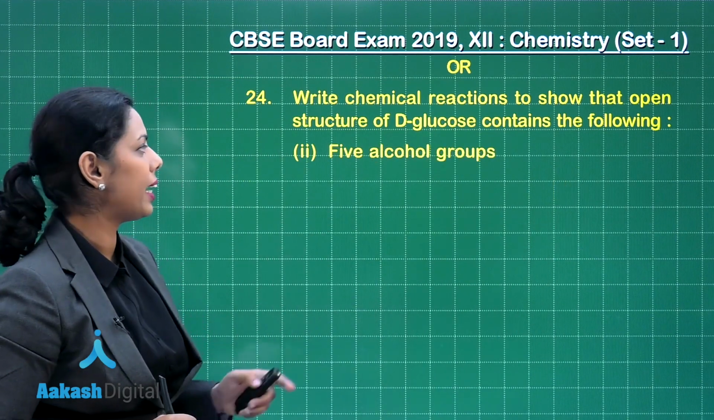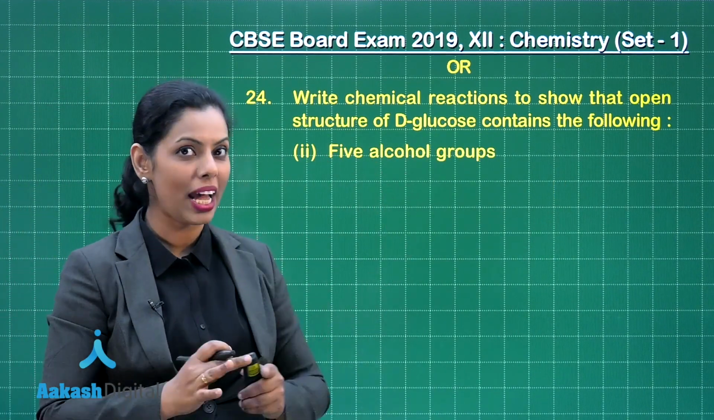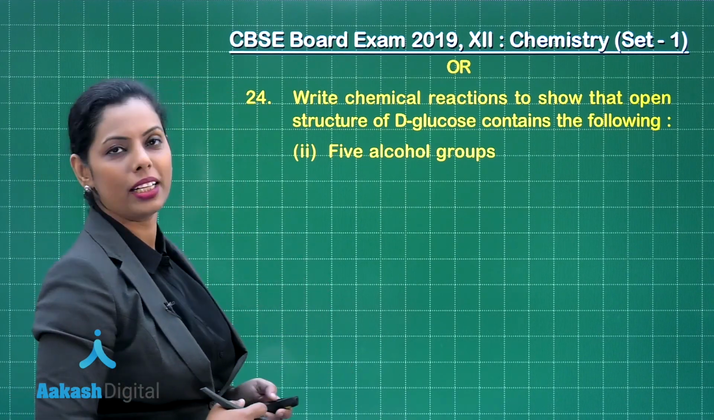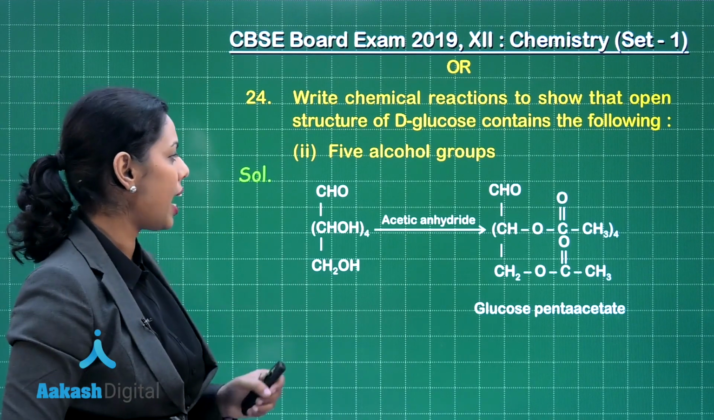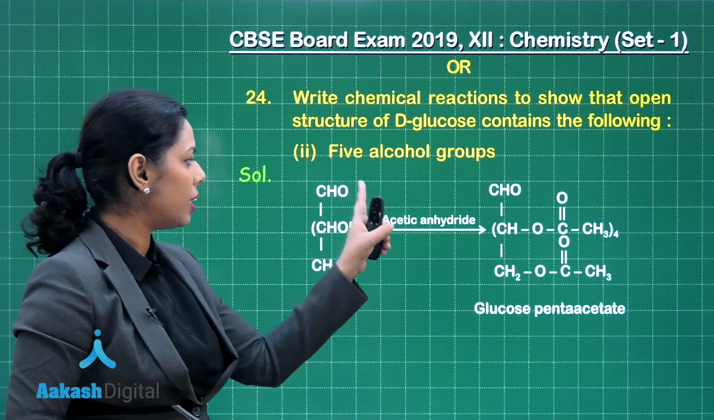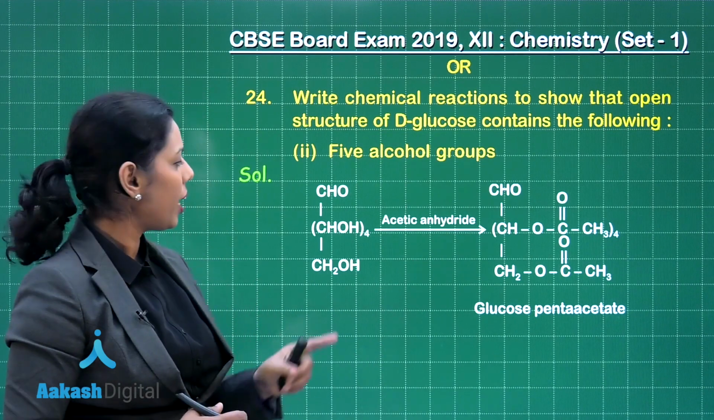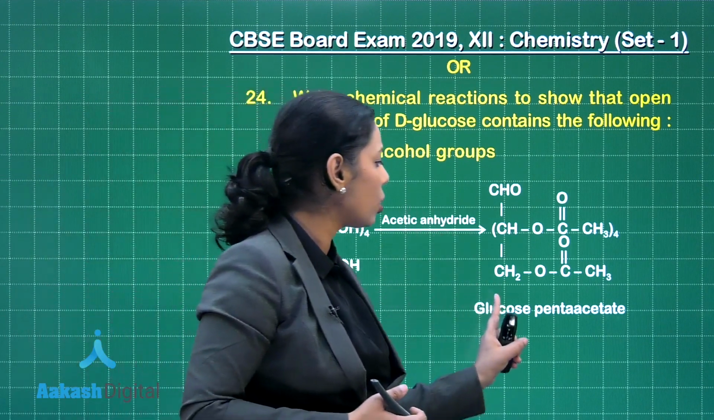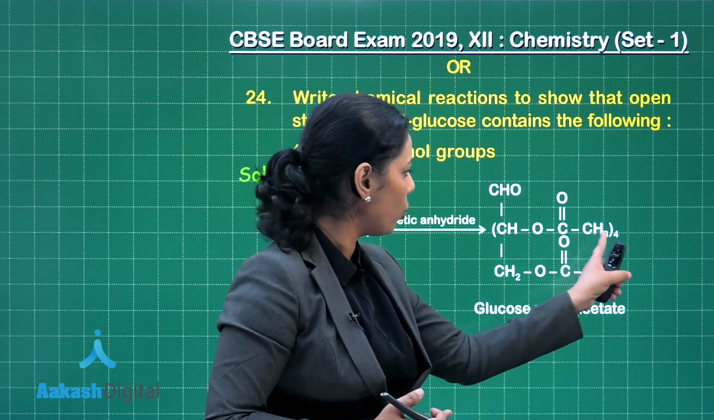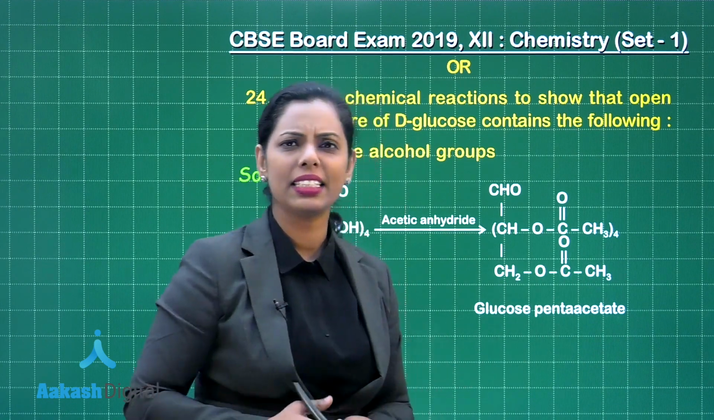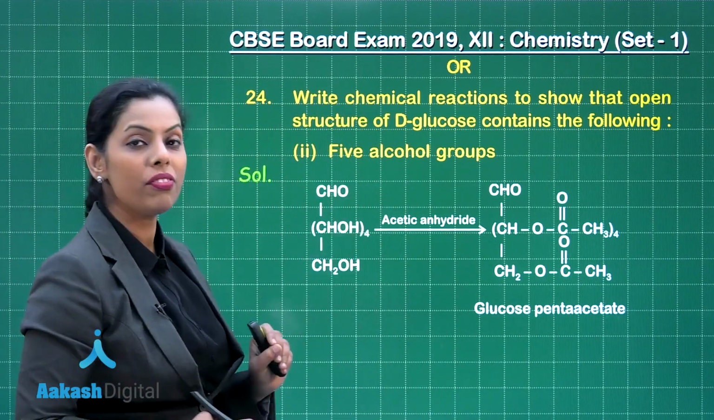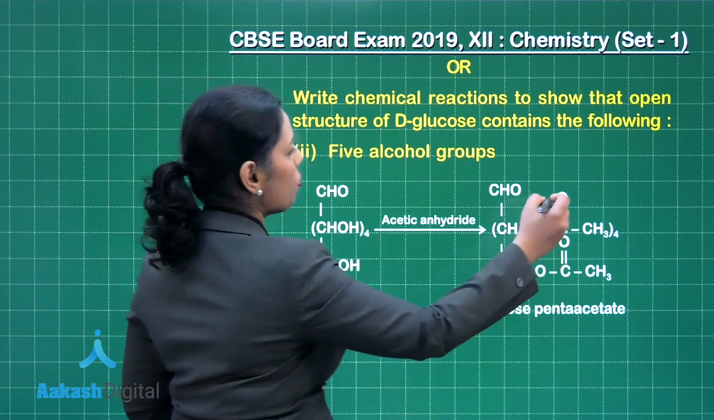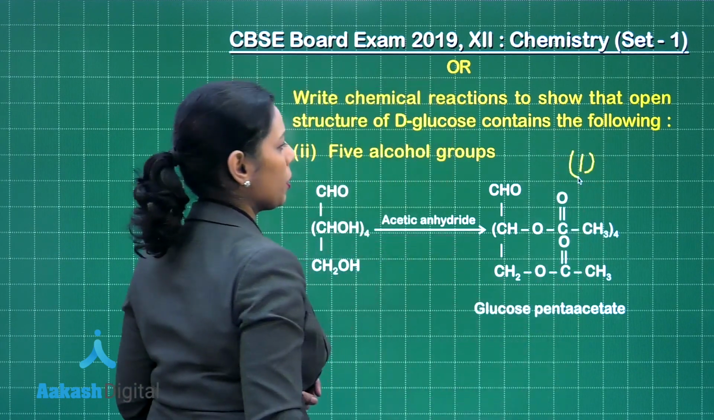After that, the second thing, 5 alcoholic groups. We know that in case of D-glucose, there are 5 alcoholic groups. You have to prove this with the help of a chemical reaction. In that case, you can give the reaction in which D-glucose reacts with acetic anhydride, and all the alcoholic groups get changed into acetate groups, and ultimately you get glucose pentaacetate, 4 acetyl groups here and 1 here. You obtain pentaacetate, which means it contains 5 alcoholic groups, 4 here and 1 here. And if you represent this with the help of this reaction, then you will get 1 mark.